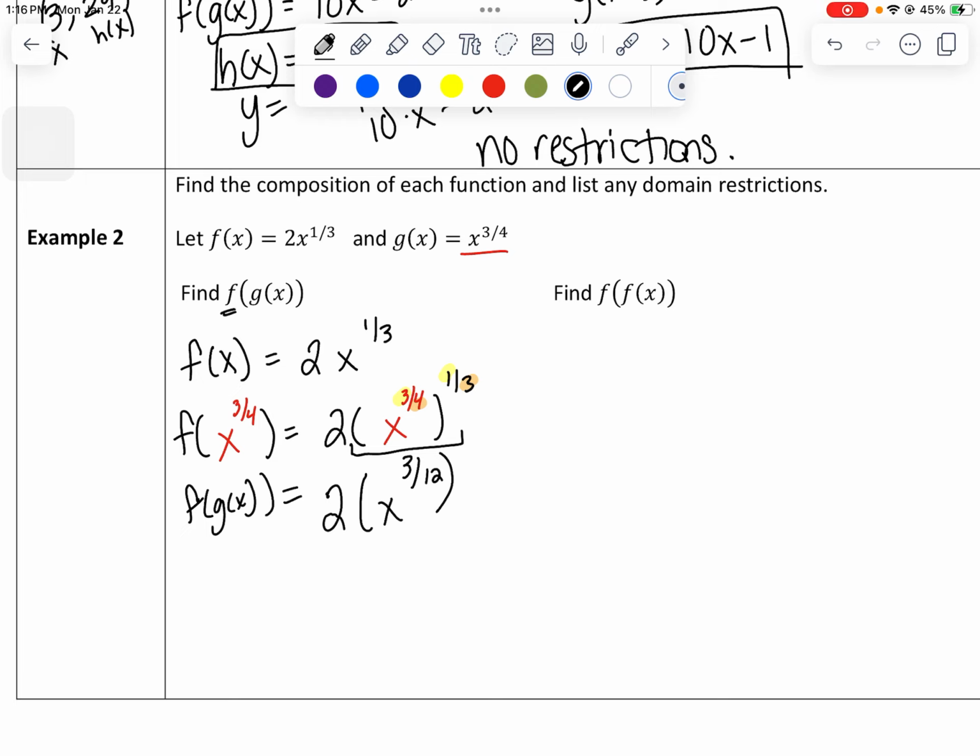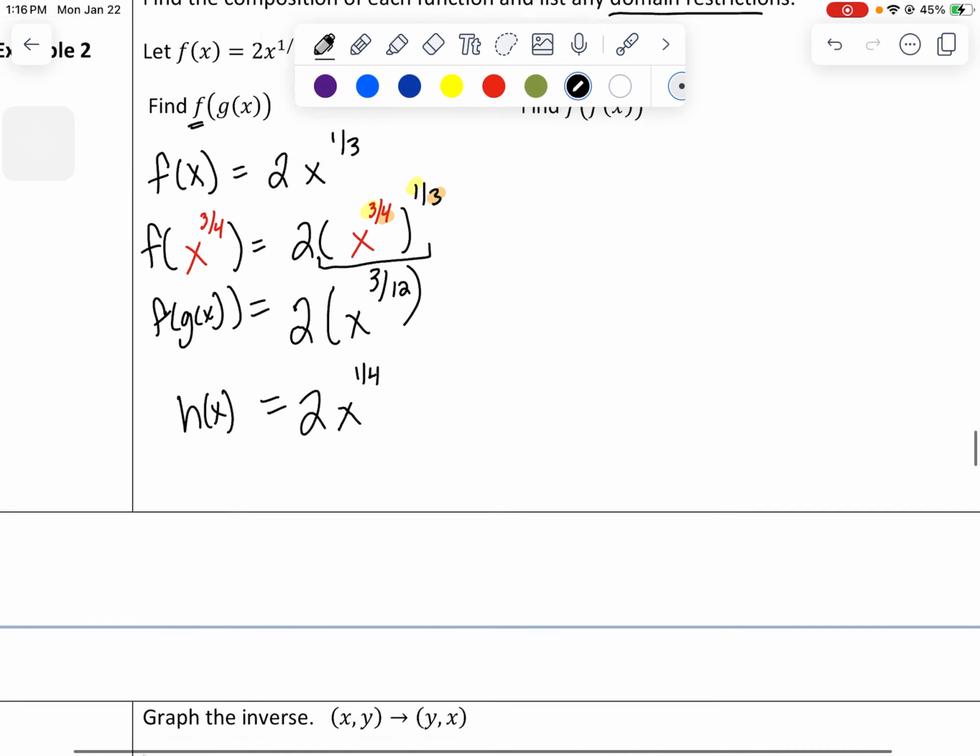Then 2 times x to the 3/12 will be 2x to the 3/12, so you can simplify to 1/4. And that's going to be our new function. We can call it h of x, leave it as f of g of x, put y equals, but that's our composition function. Now we need to find domain restrictions.